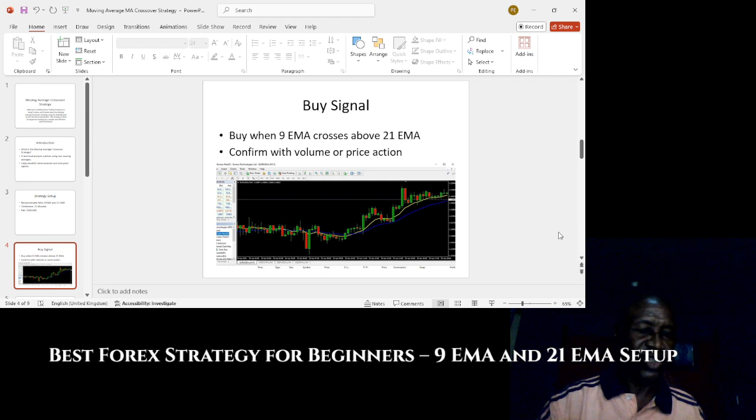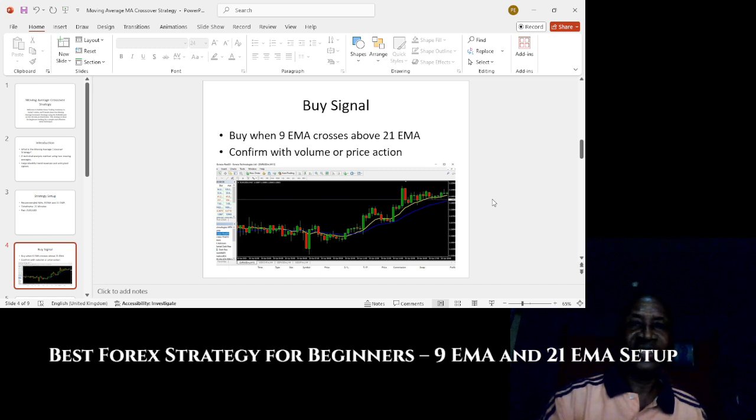So as shown in the screenshot, this is the Euro US dollar 15-minute time frame, taken directly from MetaTrader 4. The yellow line is the 9 EMA and the blue line is the 21 EMA. You can see it there. Let's take a closer look at how to interpret the crossover signals.